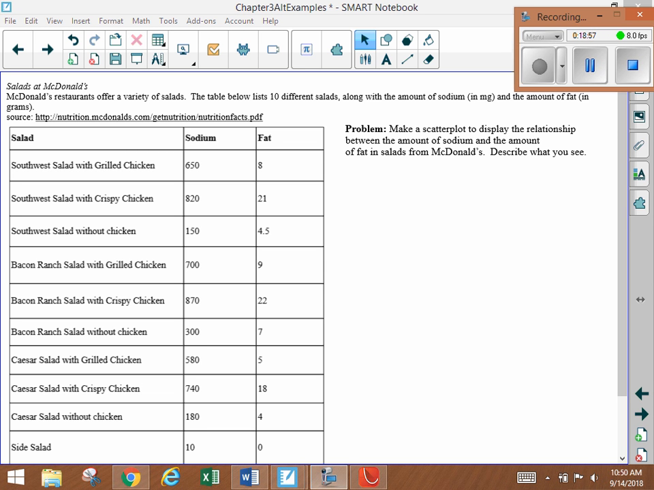So can we determine the amount of fat? What is the relationship between sodium and fat, right? So let's go ahead and do that. So sodium will be our explanatory variable, fat will be our response variable.